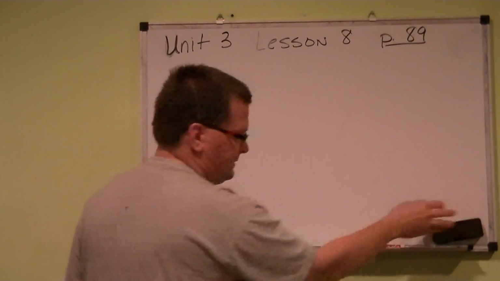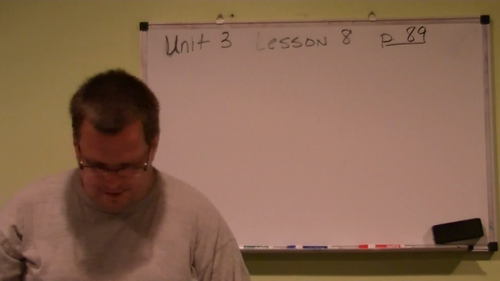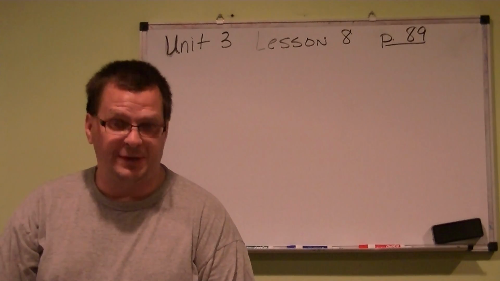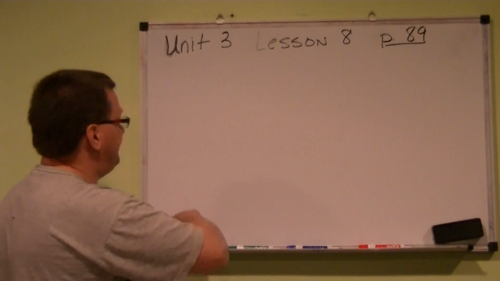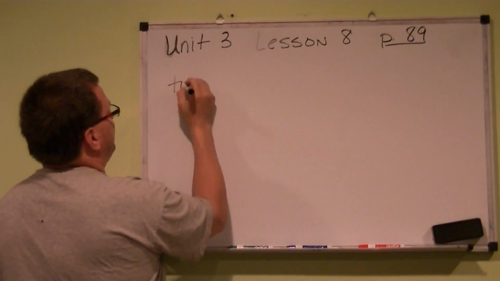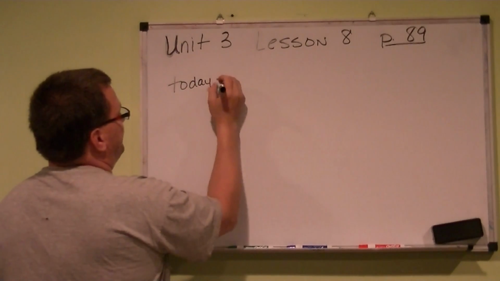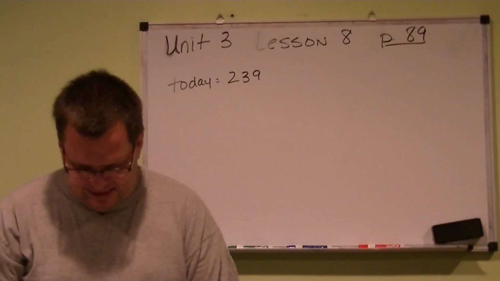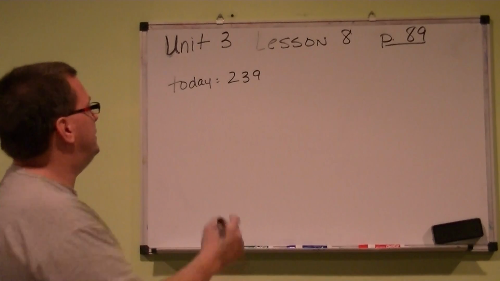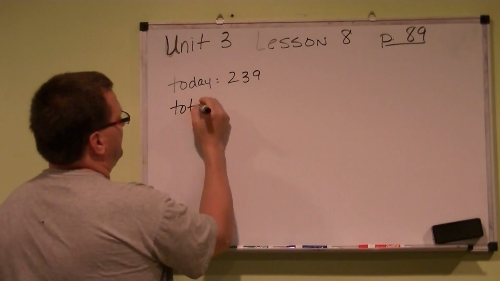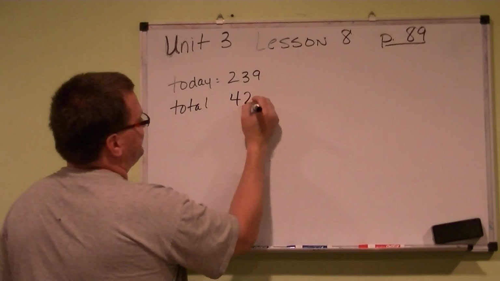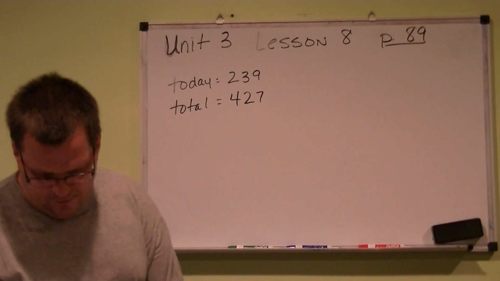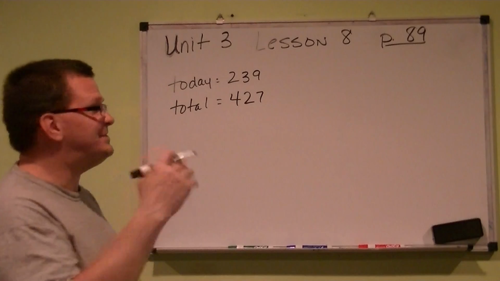Let's see what it says. Yesterday, Tamara stamped some invitations. Today, she stamped 239 invitations. So we're going to put that right up. Today, 239. She stamped 427 in all. Total, 427. How many invitations did she stamp yesterday?